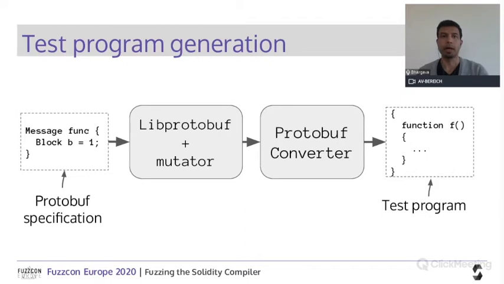So in summary, this is what our input test program generation pipeline looks like. We begin with a protobuf specification of what a Yul program should look like. We use libprotobuf mutator to generate instances of input based on the spec. The generated input cannot be used as it is because it doesn't make any sense to the compiler. So we use a converter which finally converts the generation of the spec to a valid test program.